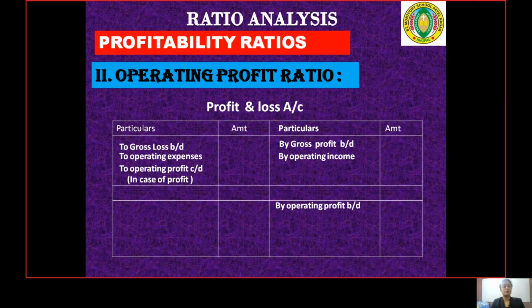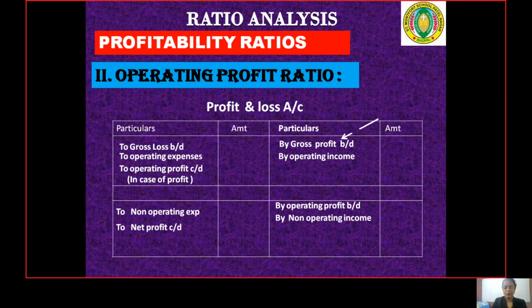We bring this operating profit down, as operating profit brought down. Then the non-operating expenses go on the debit side and the non-operating income on the credit side. By adjusting non-operating expenses and non-operating income, we get the net profit. This is how the profit and loss account has been made. Now let us see, using this, how to derive the operating profit.